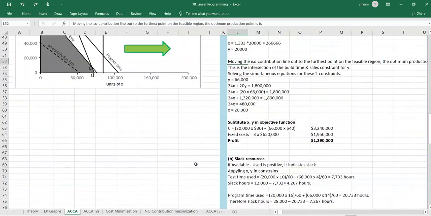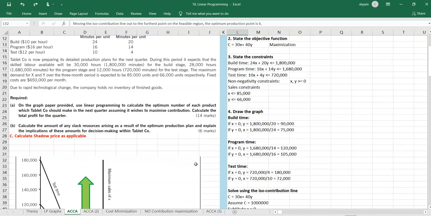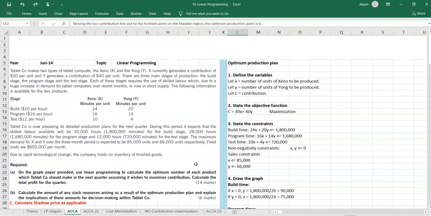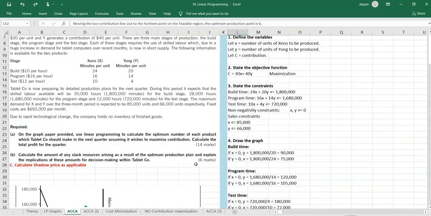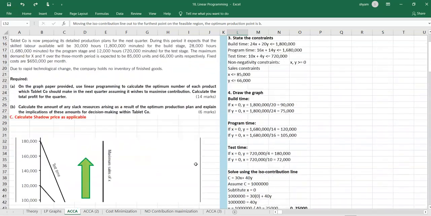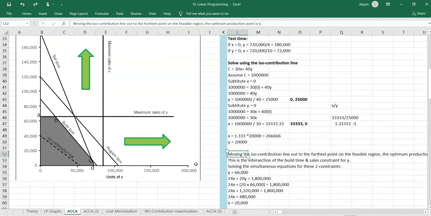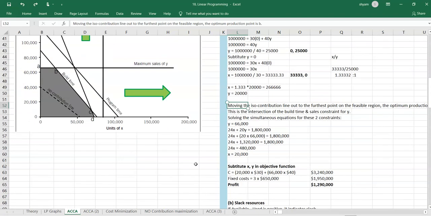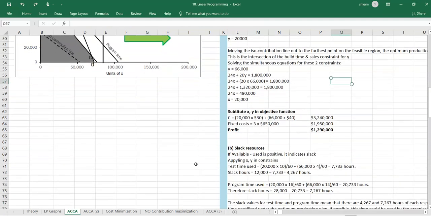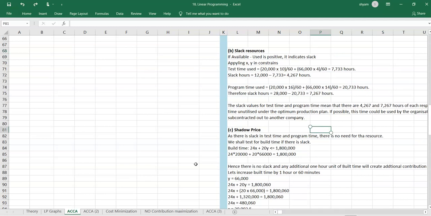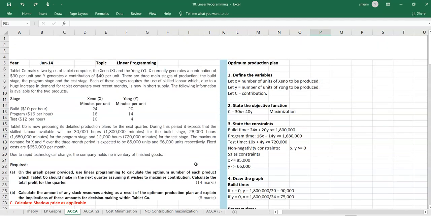In an exam, you won't find all these things asked in one question. What would happen is either they will ask you to create the constraints alone, or they will give you the constraints and ask you to find the coordinates, or ask what the optimum profit is. They will ask what slack alone is or what shadow price alone is. They will ask in parts only, not a full-length question.